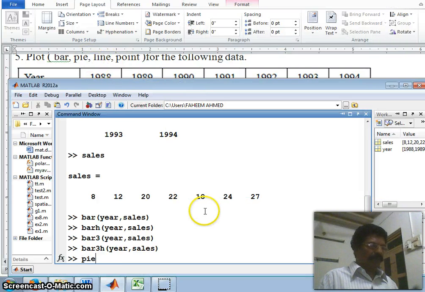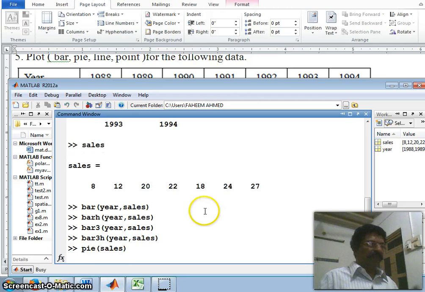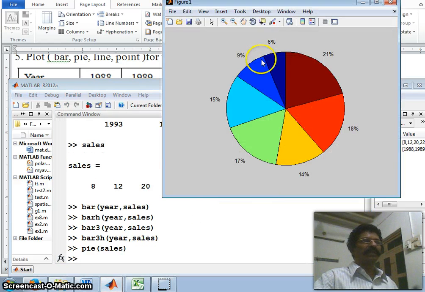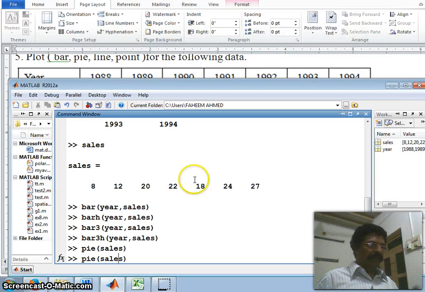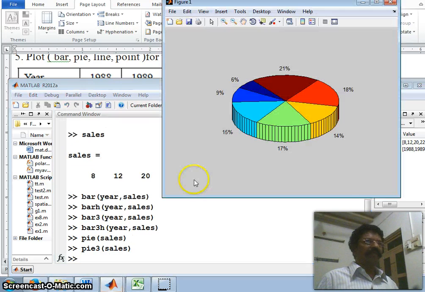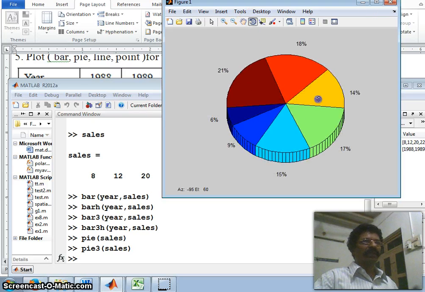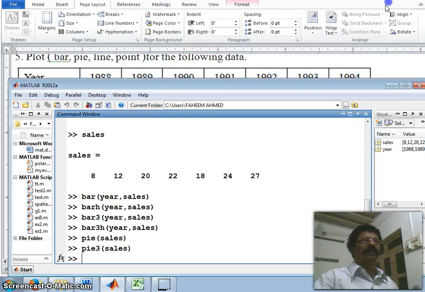Now I can have the pie diagram of sales. Therefore this gives me the sales in each year. Automatically it calculates the percentage and the corresponding sales for 88, 89, 90, 91. It calculates the percentage by adding all the values and dividing. I can have pie3 for a 3-dimensional look. So the same figure has a 3-dimensional look for the sales.